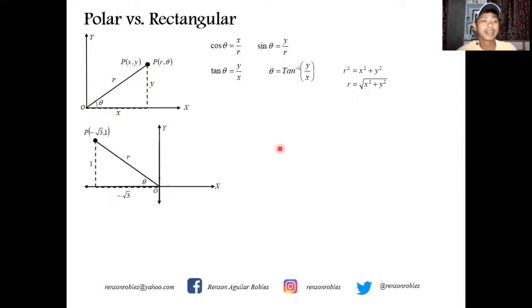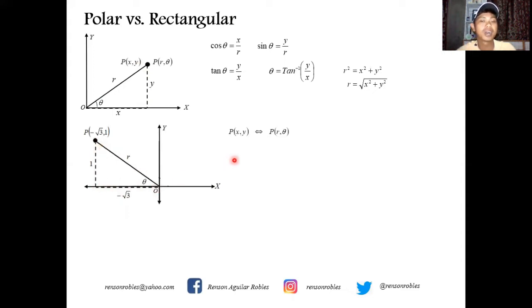Okay. Say we want to represent the point negative square root of 3, 1 in the polar coordinate system. This is in the rectangular coordinate system, and we want to represent it in polar coordinates. So we draw the distances. This is 1 unit, and this is square root of 3 units, and the distance from this point to this point is what we call r.